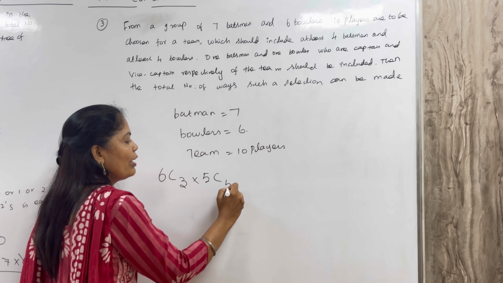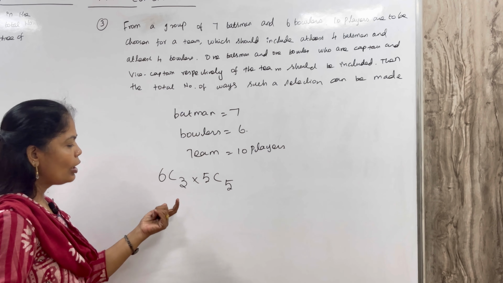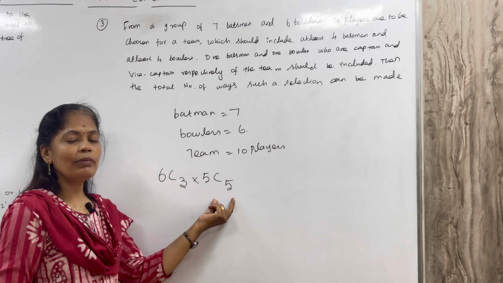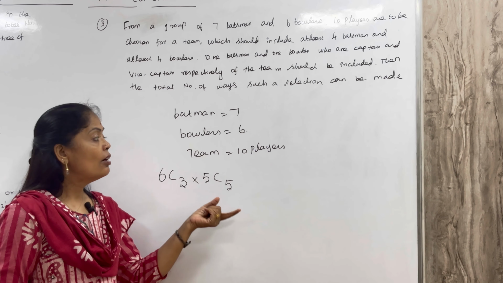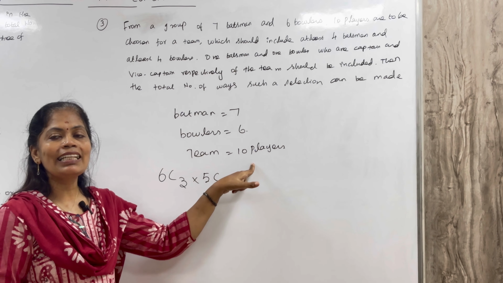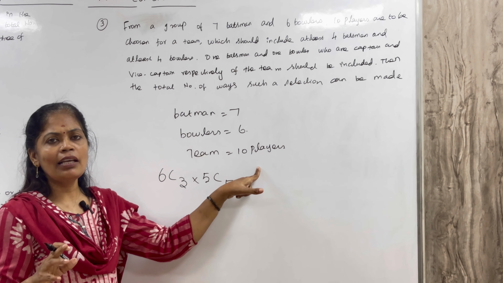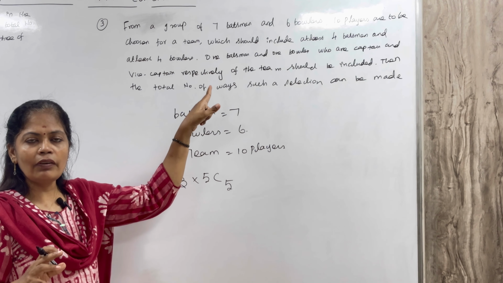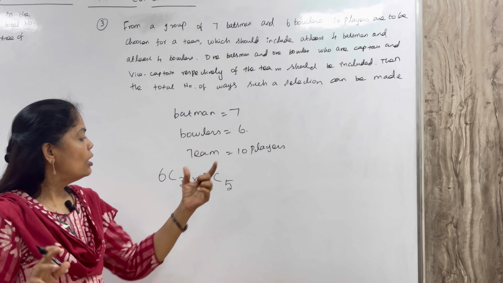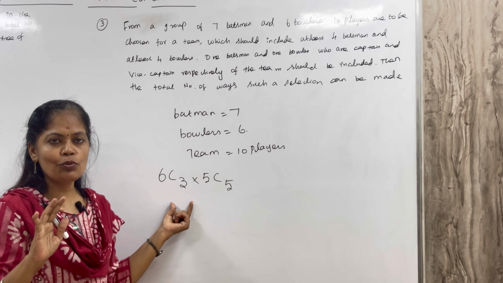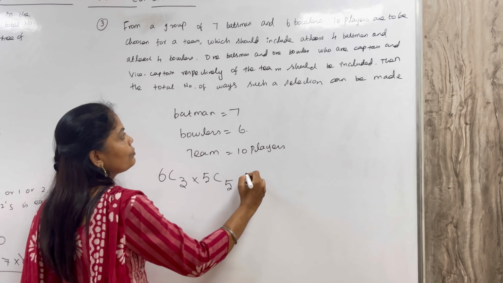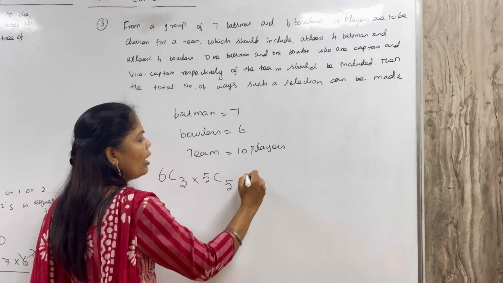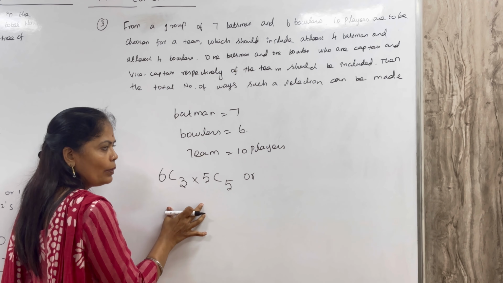So 5C5. Why now? How many in total do you see? From here 3 people, from here 5 players. So in total only 8 players I am choosing. What they told, the team must contain 10 players. Yes, 10 players, but one captain and one vice captain are already chosen. So the remaining 8 people I have to choose, right? 6C3 into 5C5, or okay. So you have to add everything. So these are other possibilities.